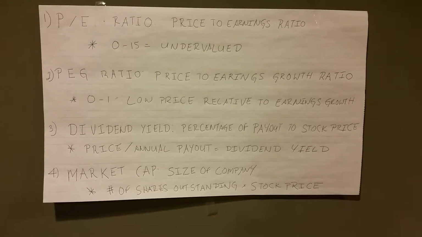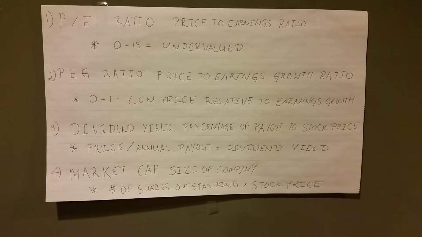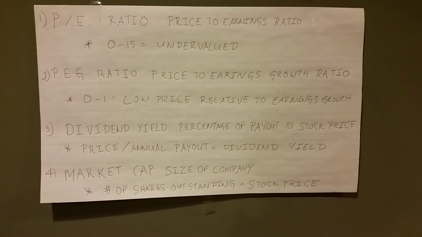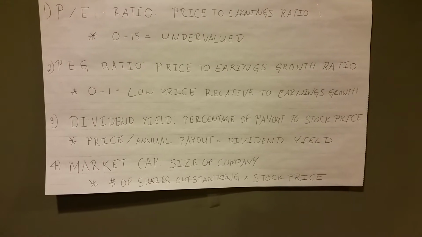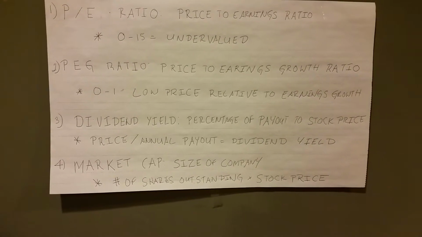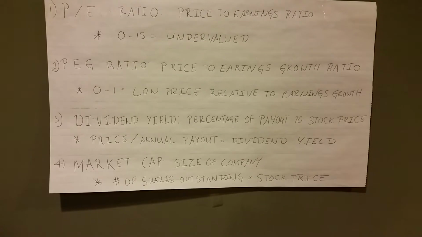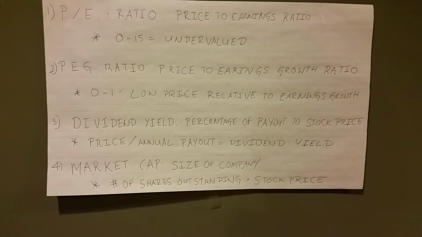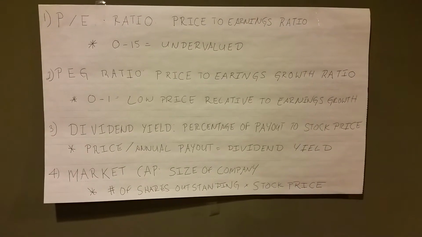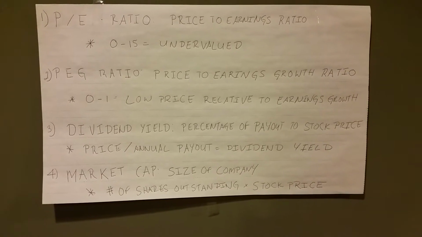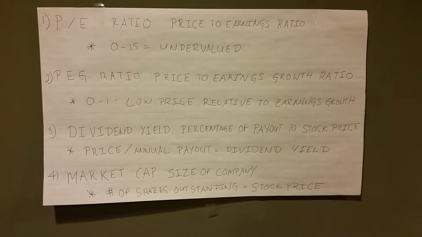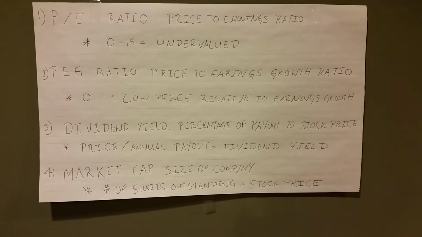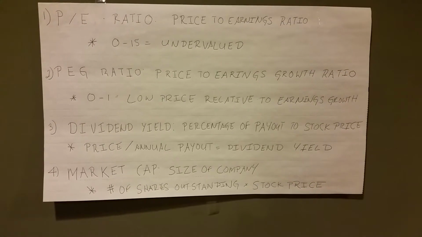The dividend yield refers to the price of a stock in relation to the company's annual dividend payout. It's a division by the price of the stock according to how much the annual dividend payout is, which will give you the dividend yield. And lastly, it's the market cap or market capitalization, also known as the size of the company. It's based on the number of shares currently outstanding multiplied by the stock price.